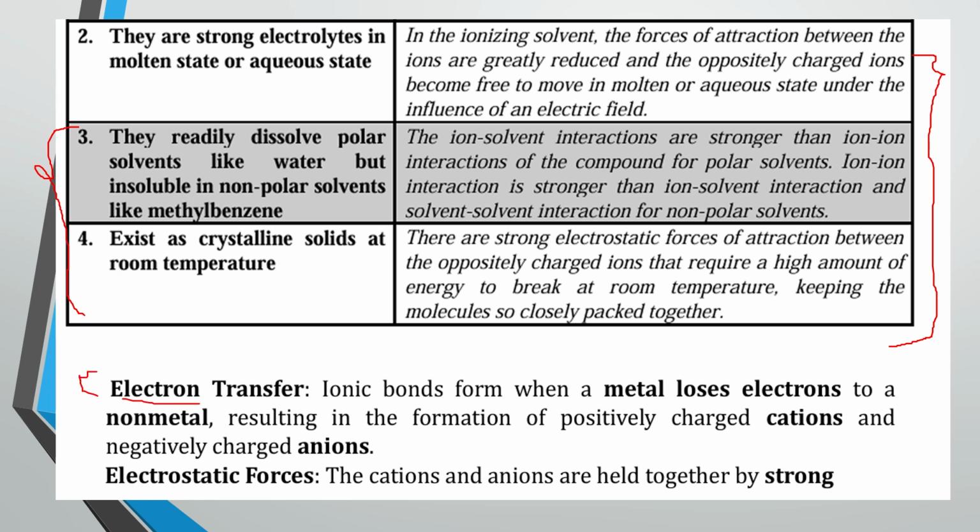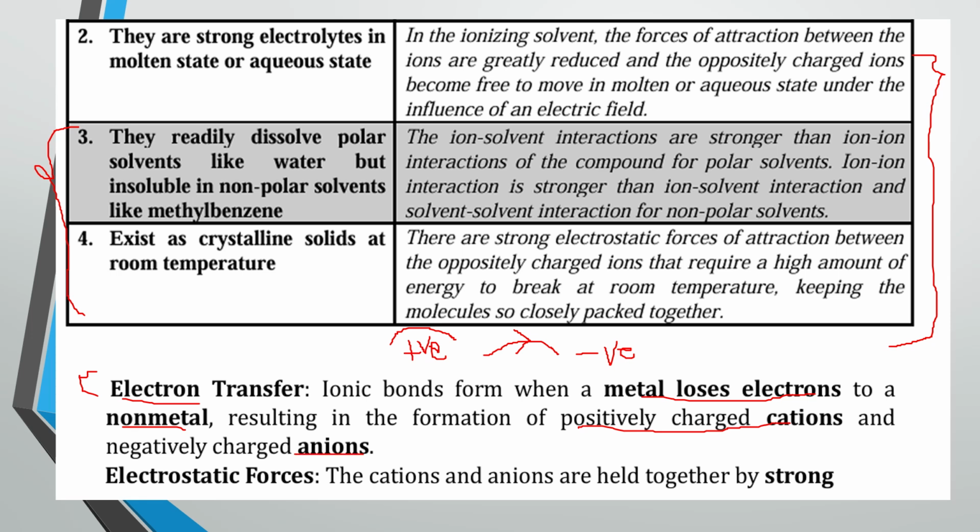Now we have said that for ionic bonds to be formed, a metal loses electrons and a non-metal gains electrons. The one that has lost electrons becomes electropositive, or positively charged. And the one that gains electrons becomes negatively charged, or electronegative. So what does electron transfer mean in terms of ionic bond formation? We are going to say that ionic bonds are formed when a metal loses electrons to a non-metal, resulting in the formation of positively charged cations and negatively charged anions.